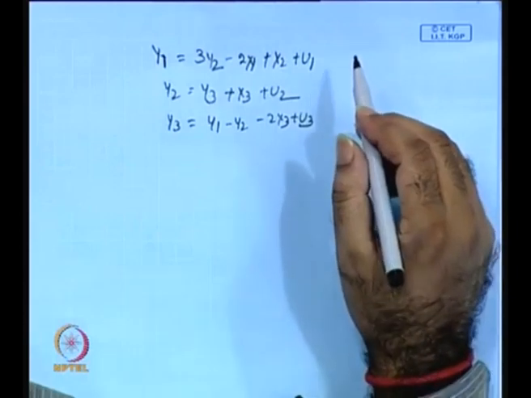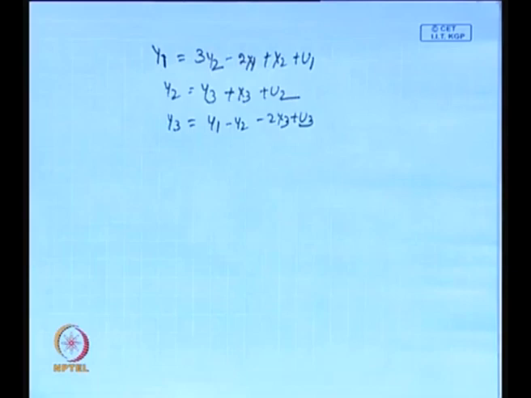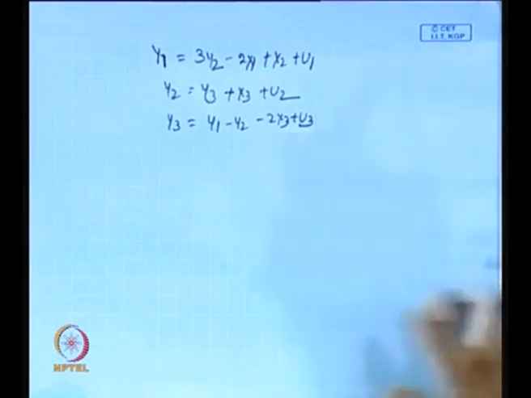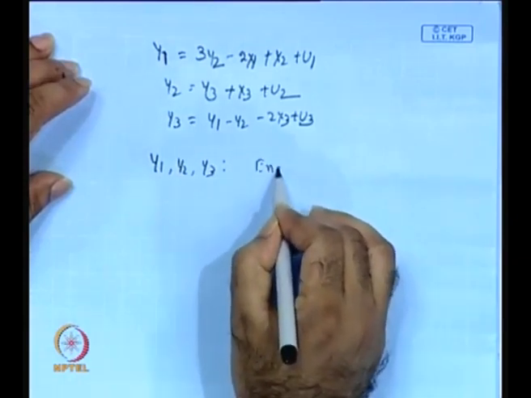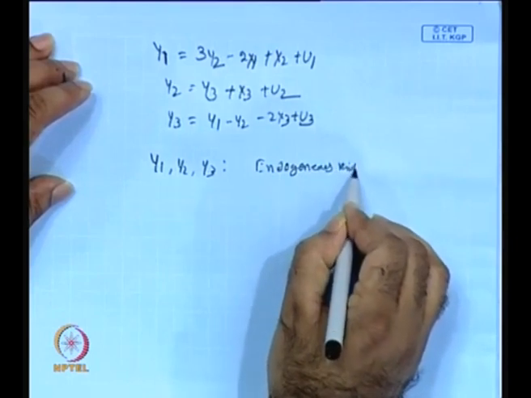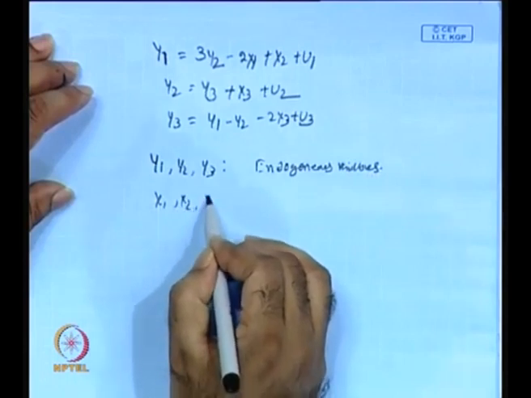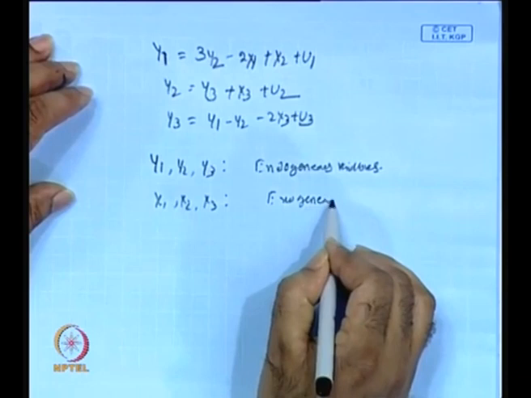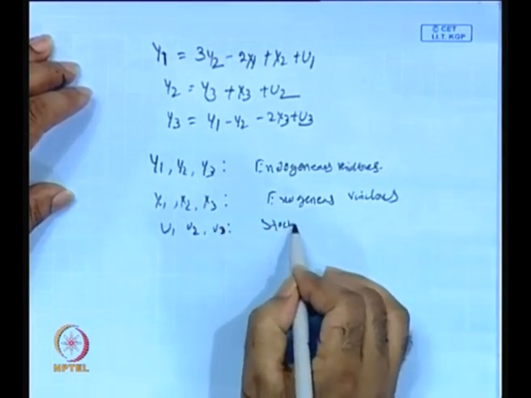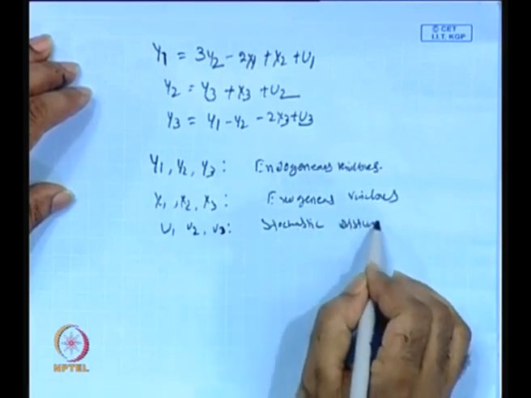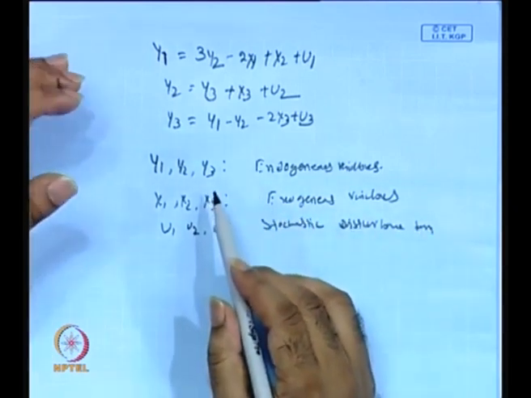Now, what are the variables here? y1, y2, y3 form one cluster, and x1, x2, x3 form another. y1, y2, y3 are called endogenous variables, and x1, x2, x3 are called exogenous variables. u1, u2, u3 are the stochastic disturbance terms, or error terms. The numbers 3, 2, 1, and the 1s are coefficients.